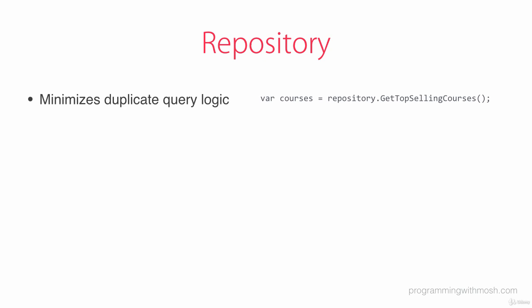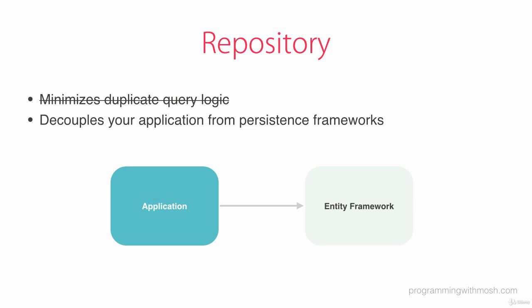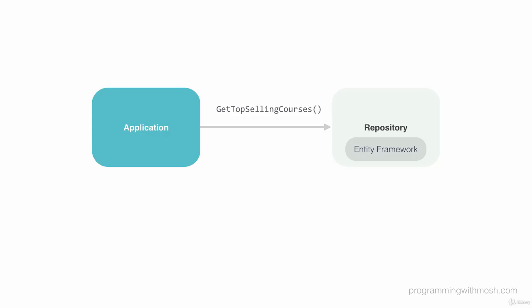It's the implementation detail. Now, the second benefit of the repository pattern is that it decouples your application from persistence frameworks. When you're using DbContext and DbSets directly, your application is tightly coupled to Entity Framework. If you want to upgrade to a newer version of Entity Framework with a different model, or switch to a different ORM, you need to modify your application code directly. However, if all this is behind a repository and your application code relies on the repository to return the right data, it doesn't matter what is inside the repository.